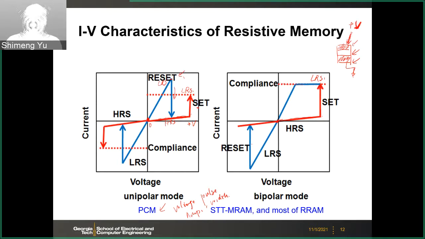And then if you want to switch back to the high resistance state, in this bipolar mode, you have to apply a negative voltage to the top electrode. So that means you reverse this, and then after some threshold, it will reset from the LRS to the HRS. So here you do need the positive and the negative voltage to trigger the set and reset respectively. And STT-MRAM is bipolar, and most of the R1 devices reported in the literature are bipolar switching.